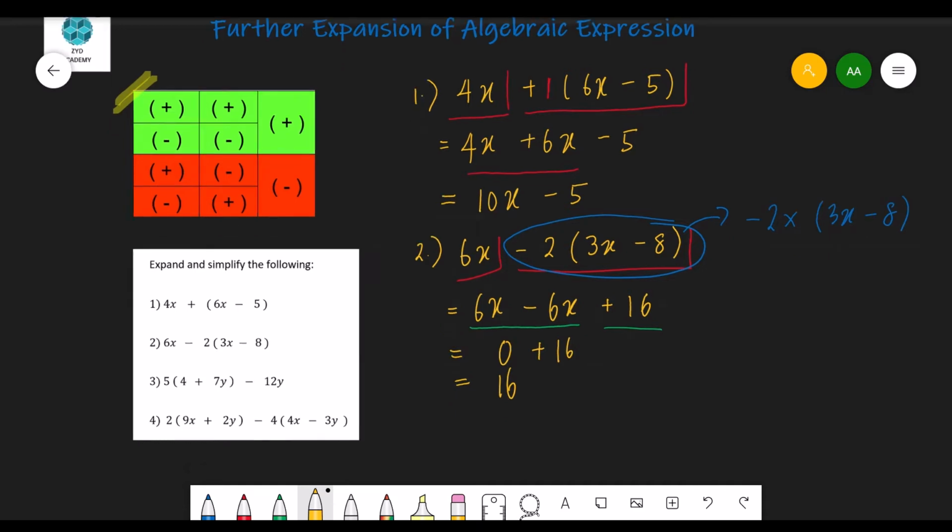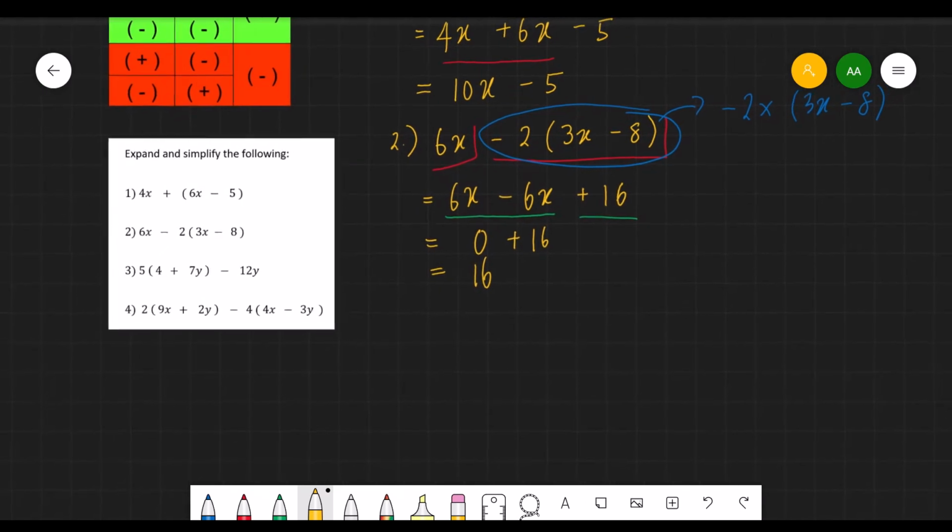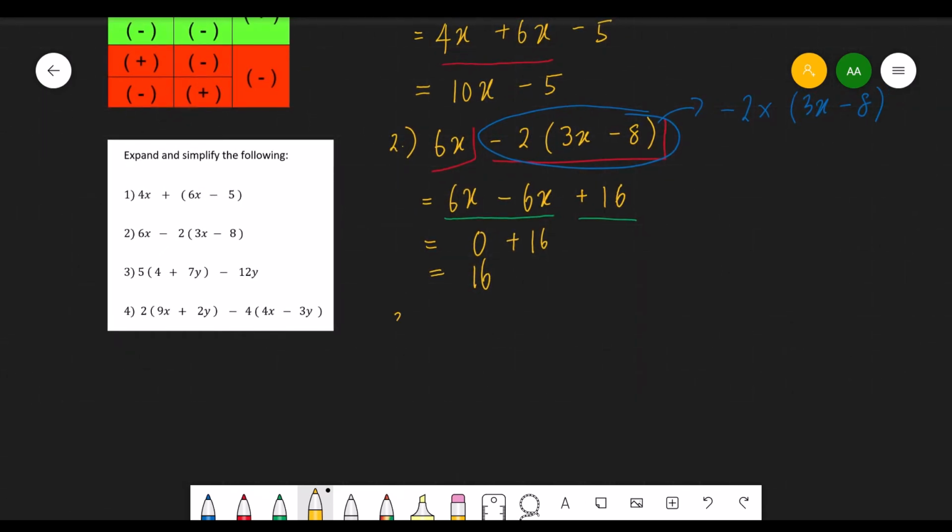Quite straightforward, similar to question number 1. Let's look at number 3. This round we have 5 bracket 4 plus 7y minus 12y. This time round, the single term is at the end. Minus 12y is the only one here. This is the expansion. I think you guys are capable of doing this, but let's do this together.